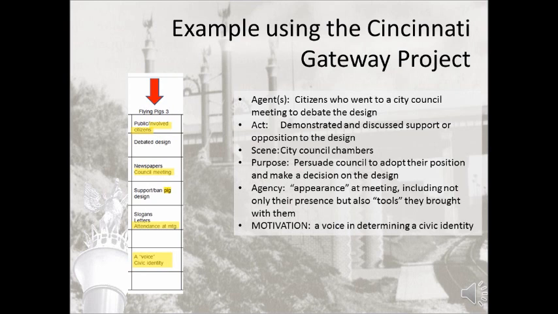The agent, we always use singular even if it's a group of individual agents acting together, is the citizens. The act is attending and participating in the city council meeting. The scene is the room in which the meeting took place. I'm calling it city council chambers, which is the traditional term. And the purpose is to express their opinions in order to persuade city council to make the decision the citizens want. The agency is their appearance at the meeting, understood in 2 ways, as both their attendance, but also what they looked like, wearing pig hats and snouts and carrying signs with slogans on them.